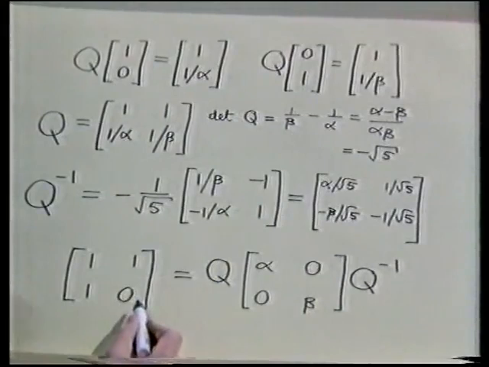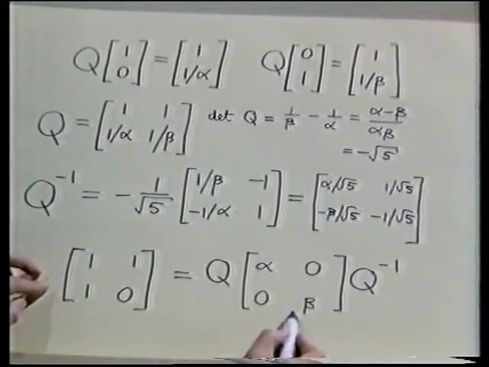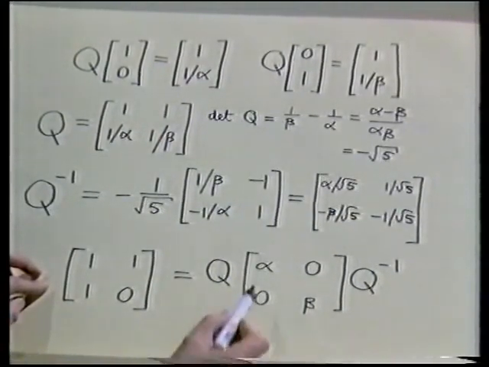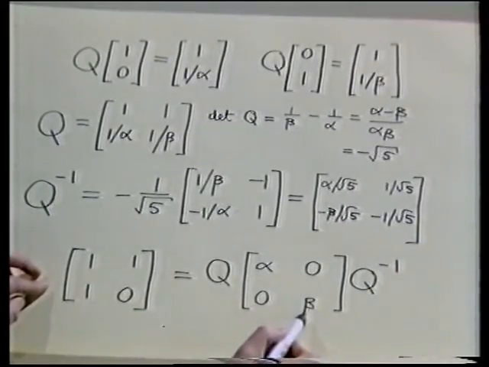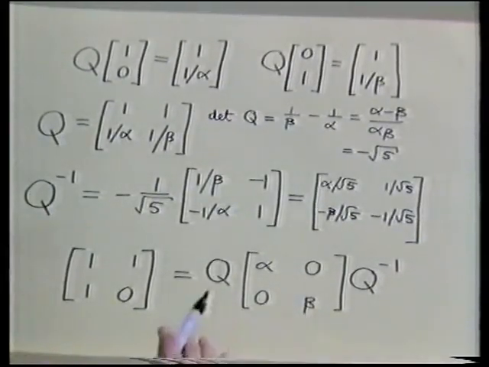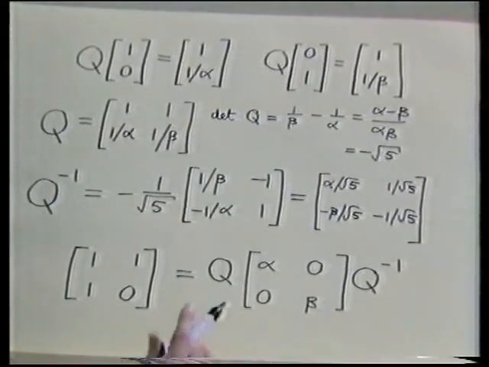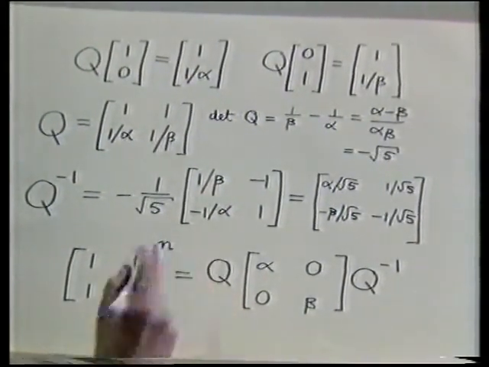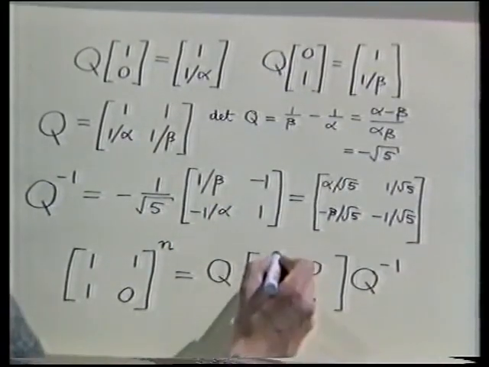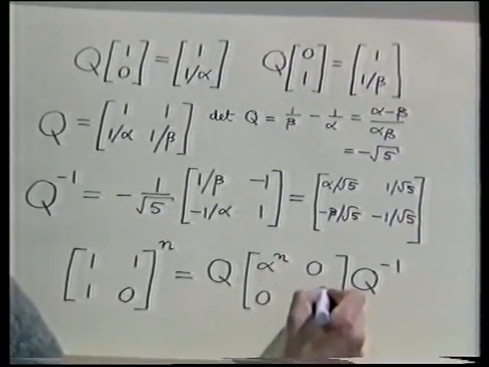So now here's our matrix in the form Q D Q to the minus 1, with the eigenvalues alpha and beta down the diagonal. Well, the great thing about this representation is that it enables us to immediately write down the formula for our matrix to the power n, simply by raising alpha to the n and beta to the n.